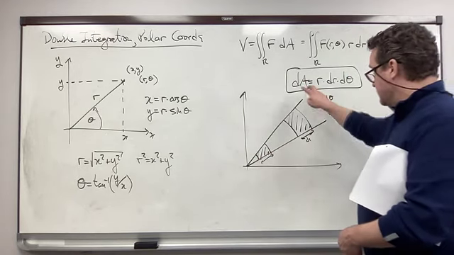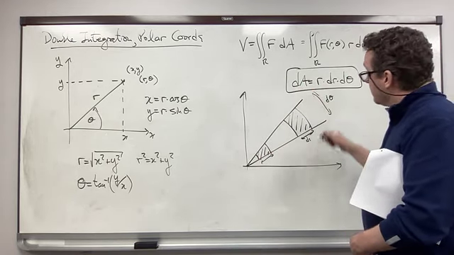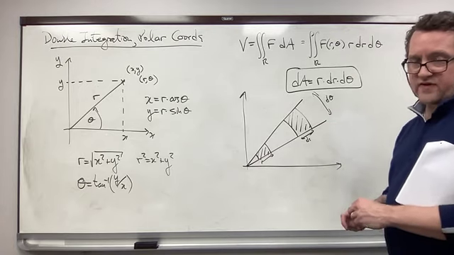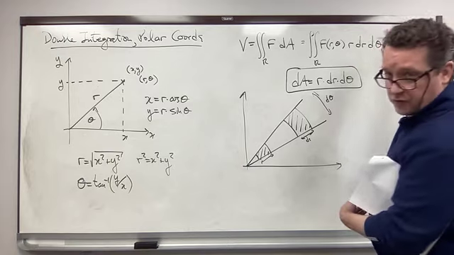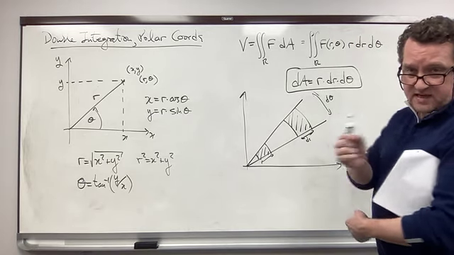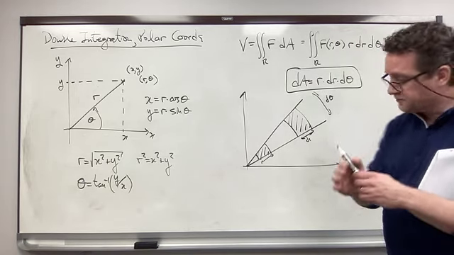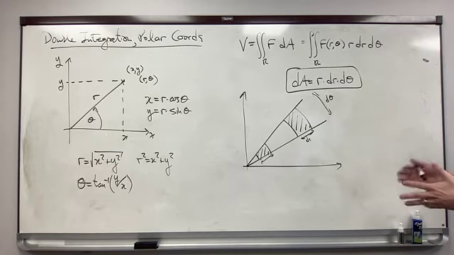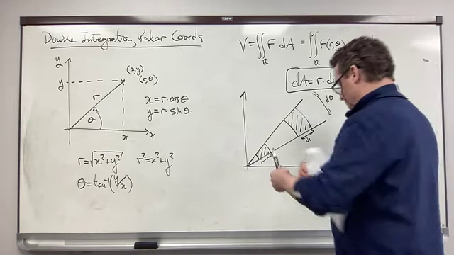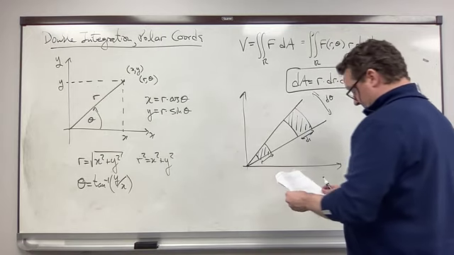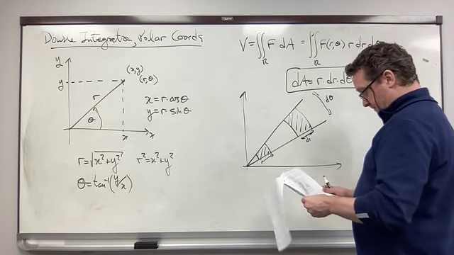So this idea that dA is proportional to r communicates the fact that this dA gets bigger the further it is away from the origin, even at the same dr and the same d theta. Okay? That's what we're communicating there. Other than that, the calculus goes the same. That's the new thing.